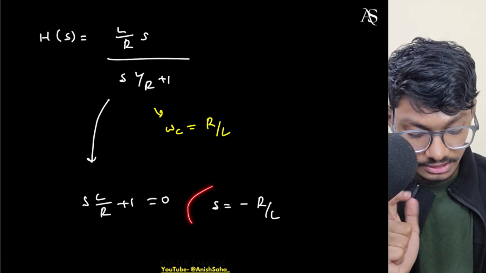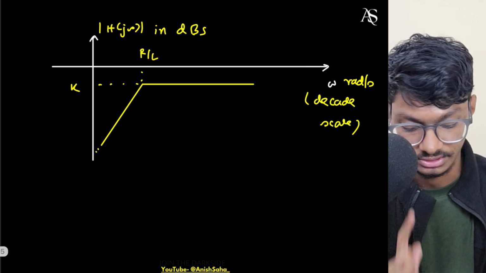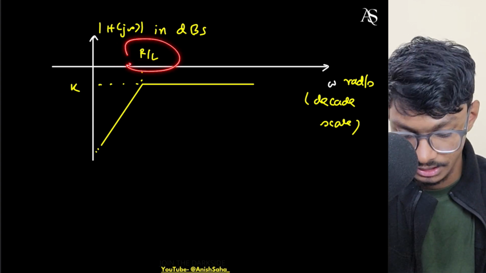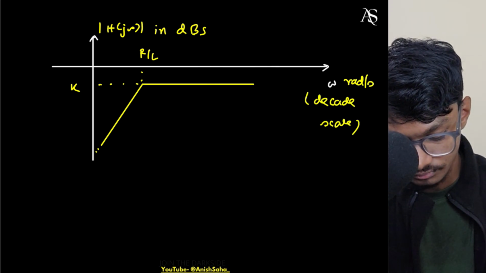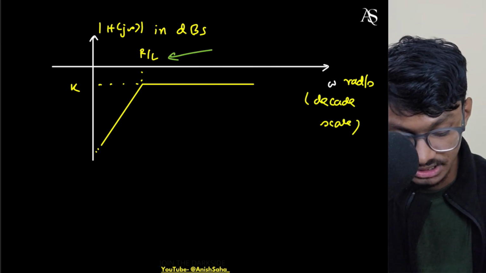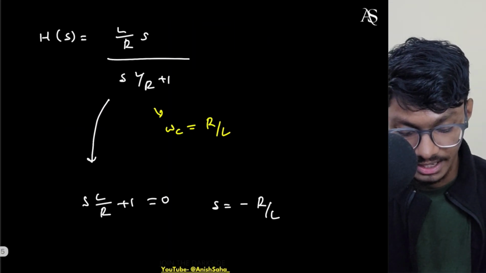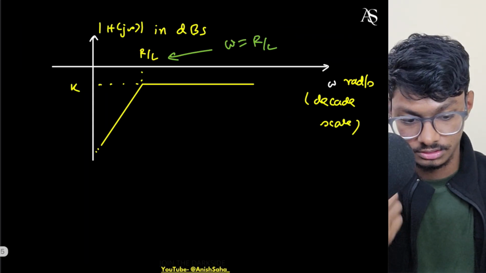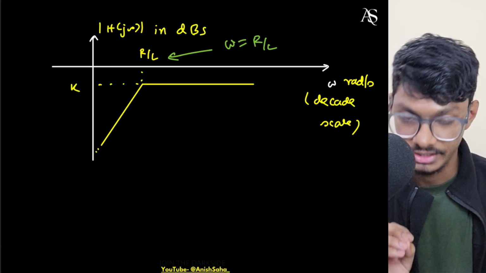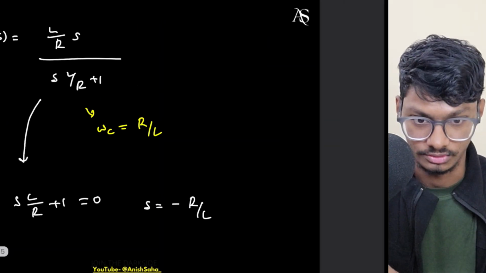The problem is this s equals minus R by L is different, and this R by L is different. So what is this R by L? This R by L is simply omega equals R by L. Okay, and this is s equals minus R by L, which is different. So what I will come to is the definition of complex frequency. I will explain complex frequency, then I will come back to this thing.